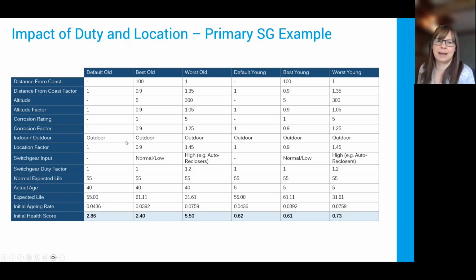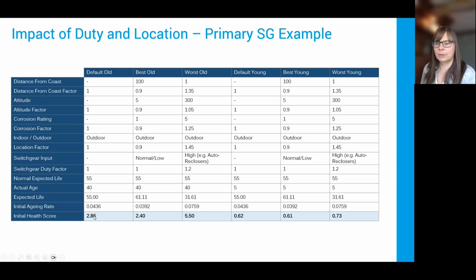I thought it was unfair to compare indoor and outdoor assets, so I've set them all to be outdoor. Then you can see the normal expected life, which is what we set in the calibration values, 55 years across the board. The actual lives I've chosen are 40 years for the old assets and 5 years for the young assets. So we've got ageing rates and expected lives, which are the calculated expected lives for those particular assets. And so we can see the impact on the initial health score.